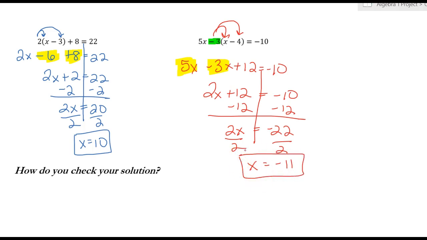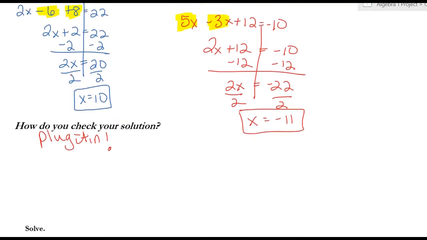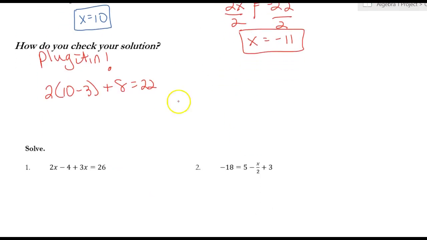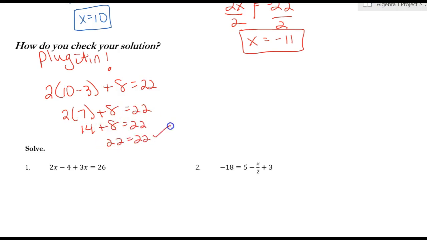Okay, so here to check your equation, same thing. Plug it in. So we'll just do this one on the left. We'll try one. So I'm supposed to plug in 10. So it'll be 2 parentheses 10 minus 3 plus 8 is 22. So you have to use your order of operations here. And so this is 2 times 7 plus 8 is 22. So that's 14 plus 8 is 22. And yep, we did it right because 22 equals 22.